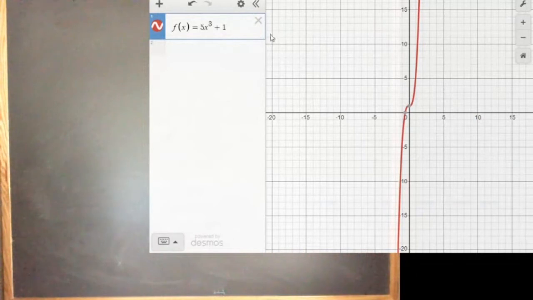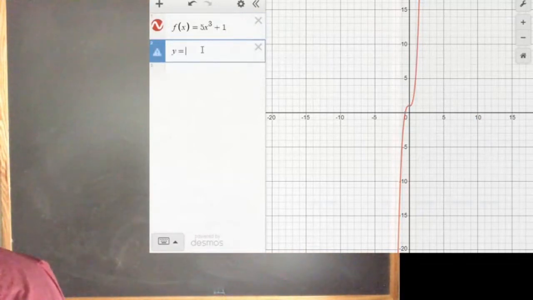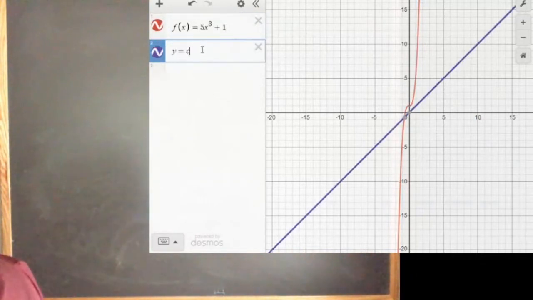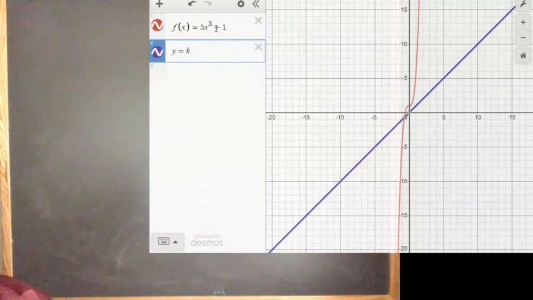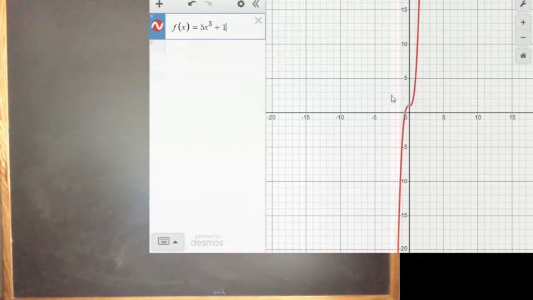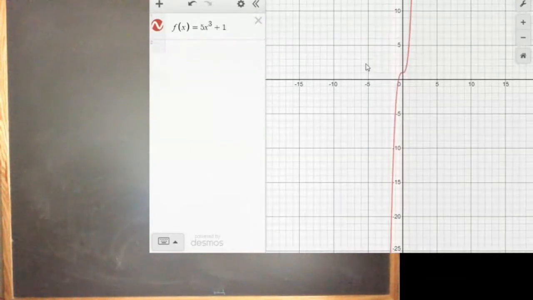And here, if you look at a horizontal line, which we now should know is of the form y equals a constant c. Anyway, I'm not sure why that wasn't graphing as a horizontal line there. But if we look at horizontal lines here, we should be intersecting the graph in exactly one spot, okay?